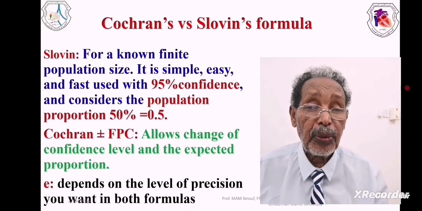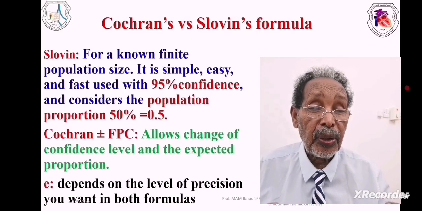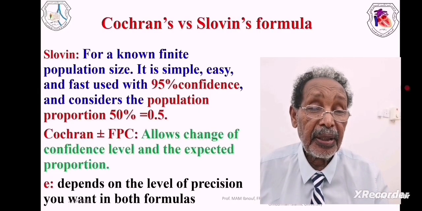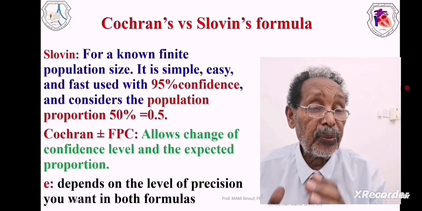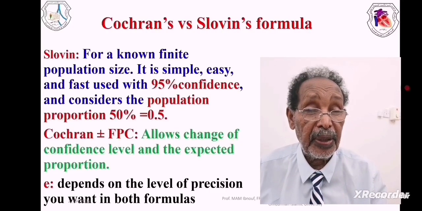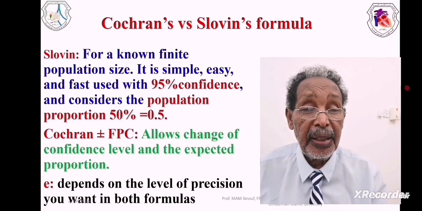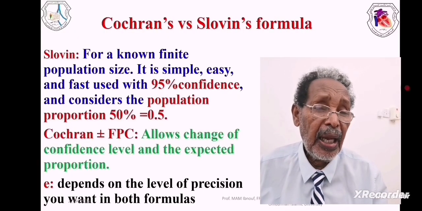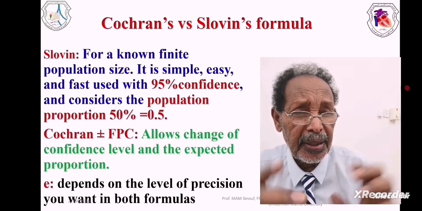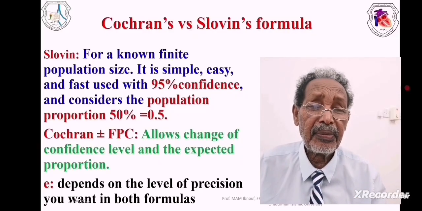Now, the Slovin formula is for a known finite population size, known from the medical record or laboratory or emergency room or ICU or whatever. It is simple and easy and fast, and usually for small scale studies. And let me say it like this: just small scale studies.